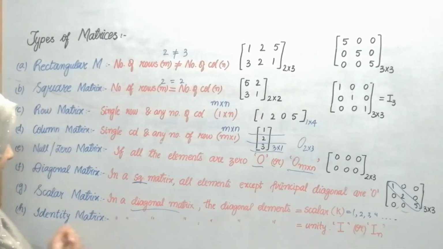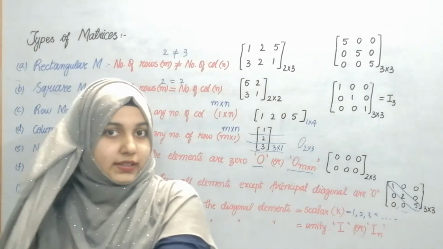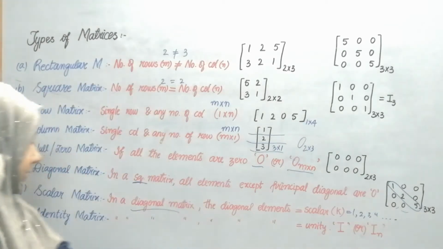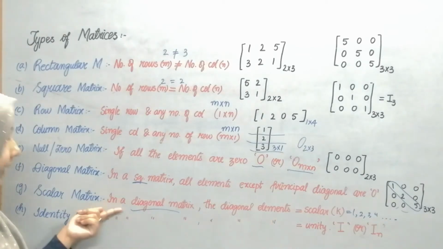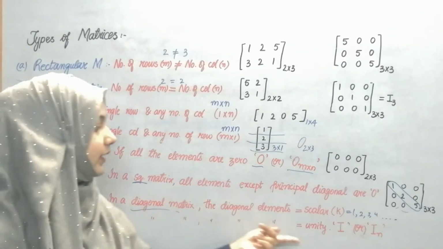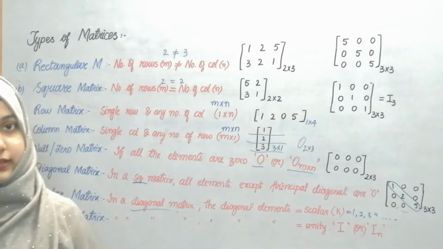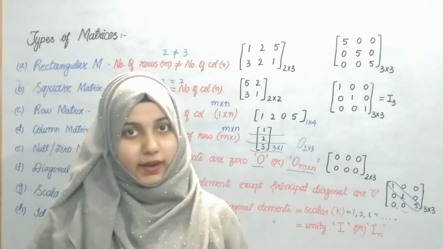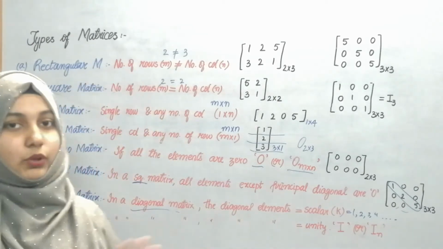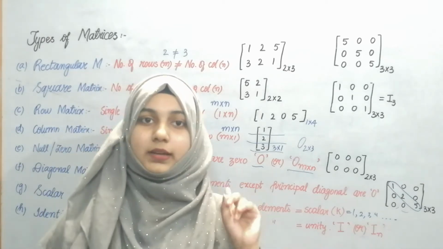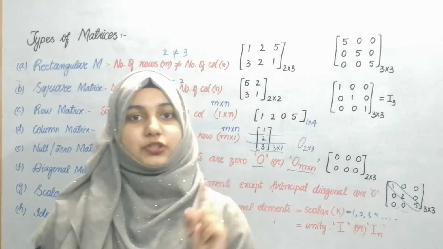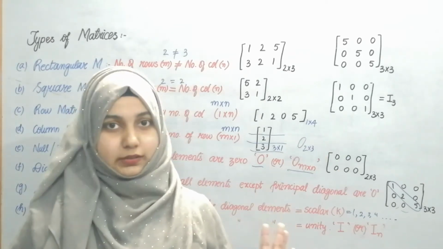Okay? Next one, identity matrix. You can also call it a unit matrix. In an identity or unit matrix, in a diagonal matrix, the diagonal elements are unity. Identity, 1. Unity, 1. Remember this. Whether you say unity or identity, it's one and the same. It means the diagonal elements should be 1, and the rest of the elements should be 0.